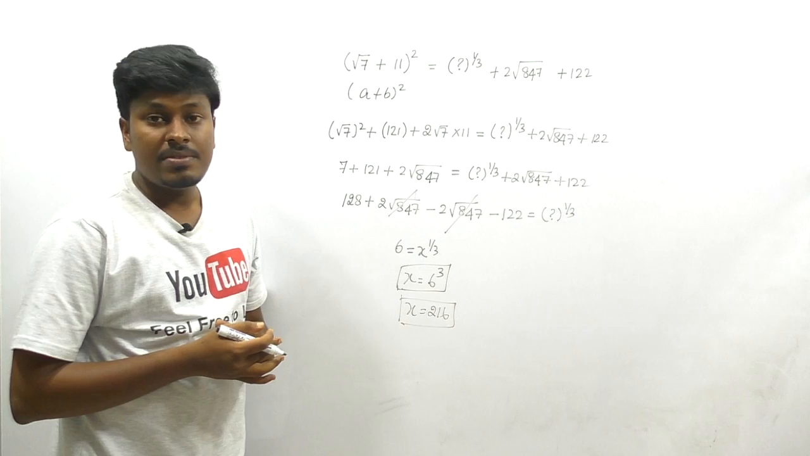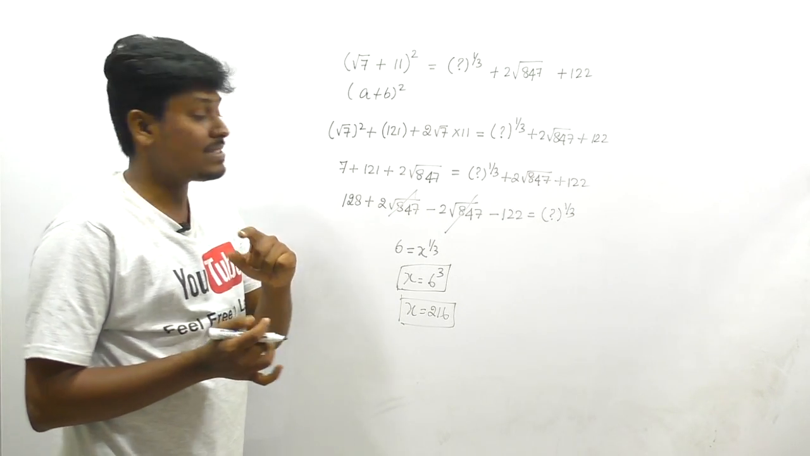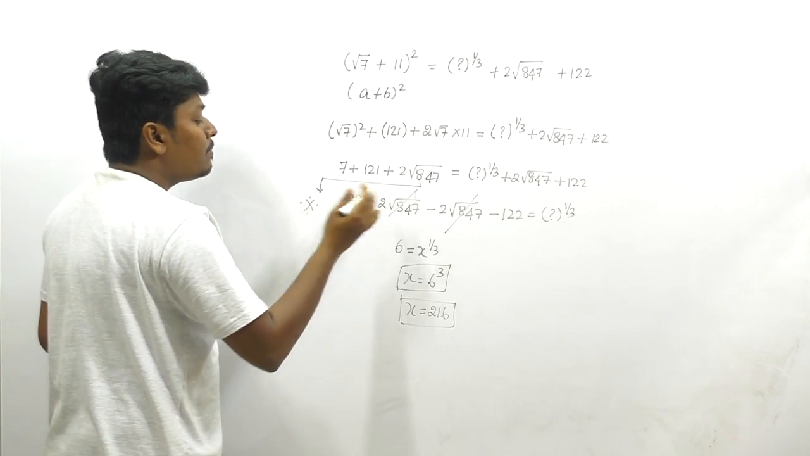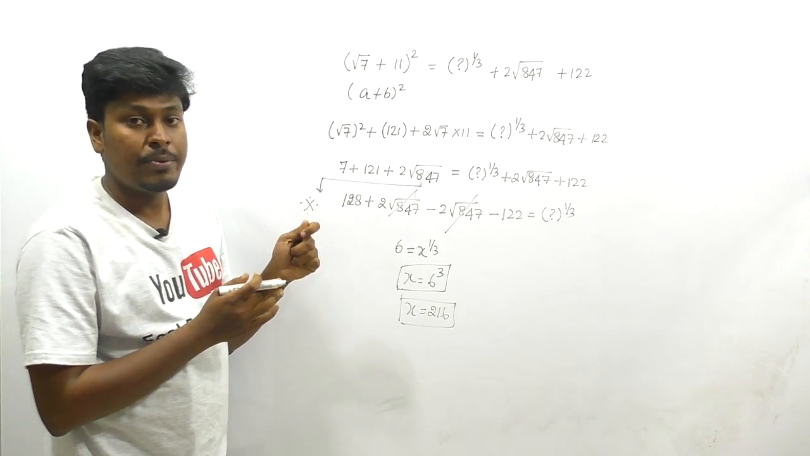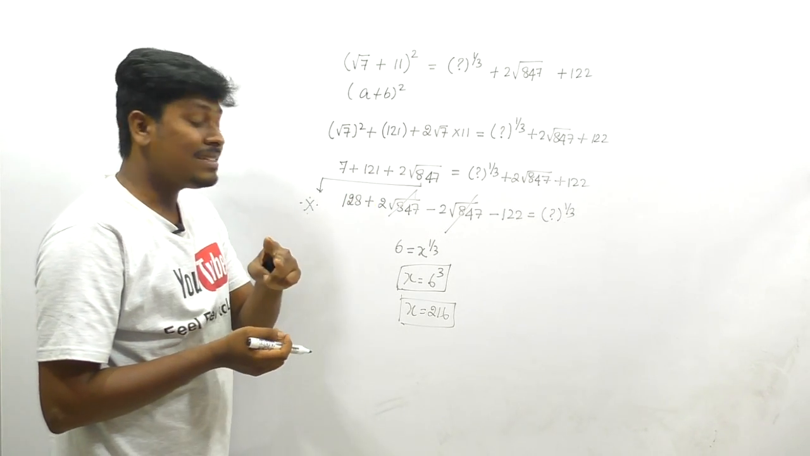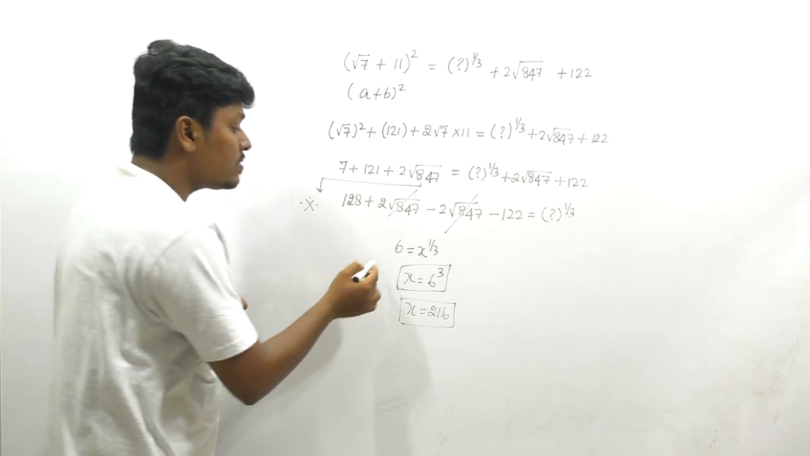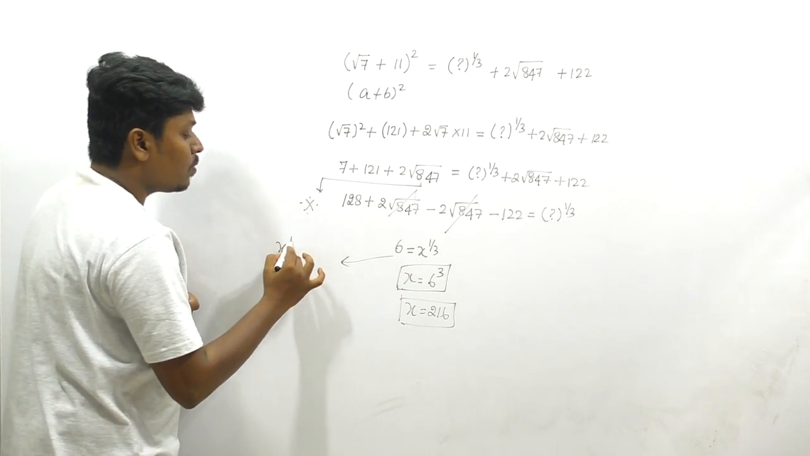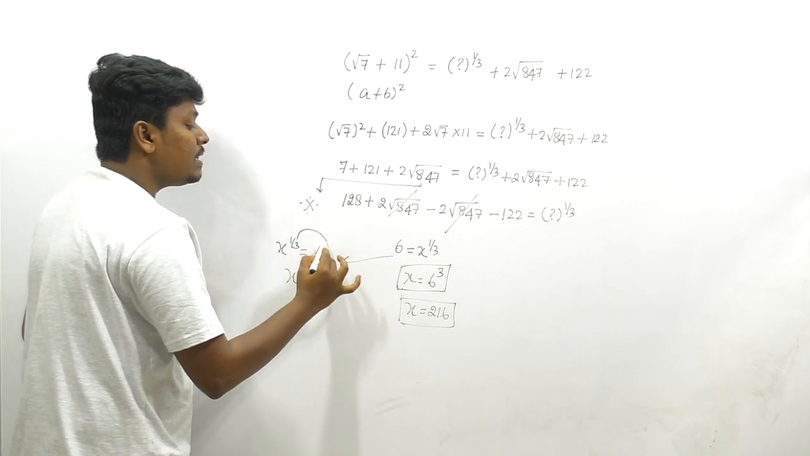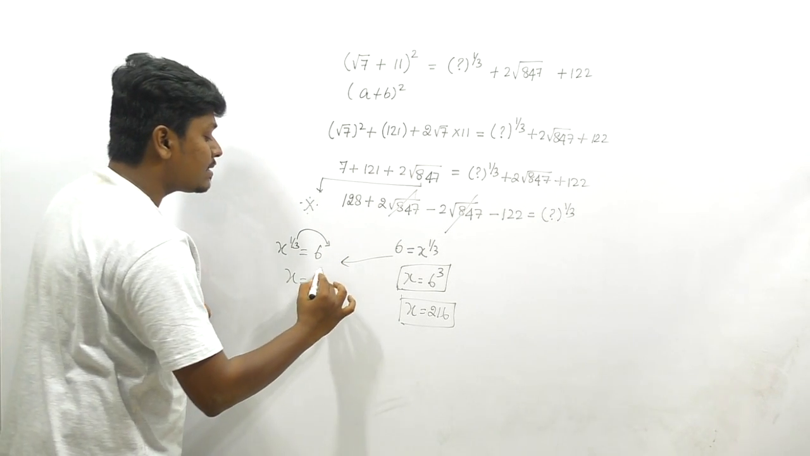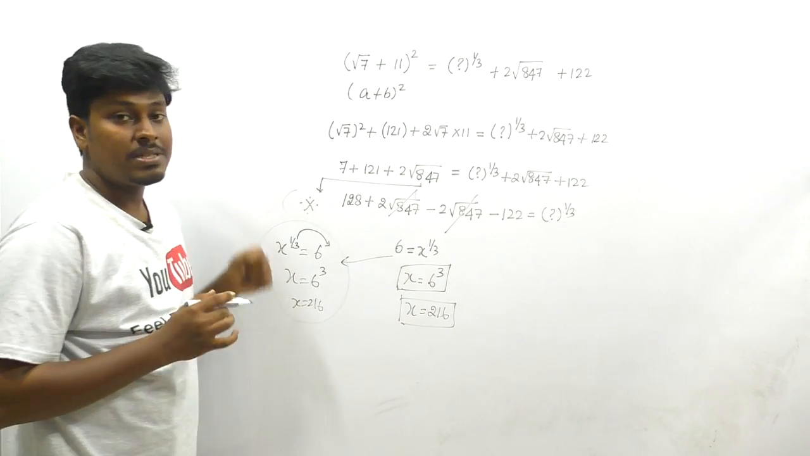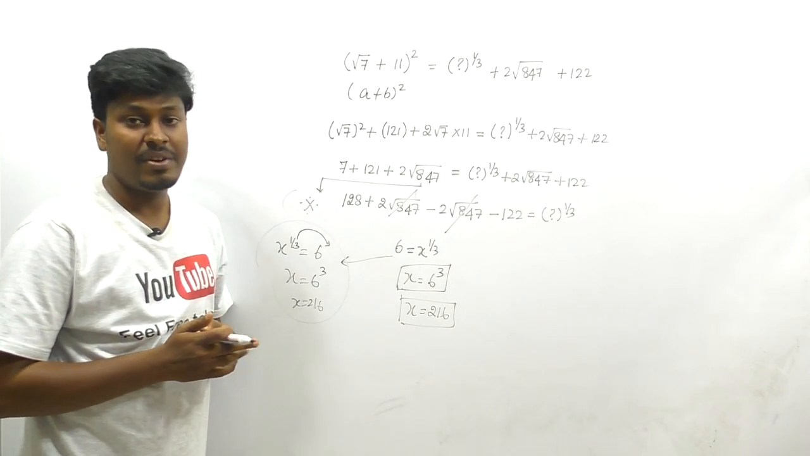Friends, most of the students will make a mistake here, so don't get confused in this part. Bring this 11 inside the root, which is 121, then multiply 121 into 7, the resultant will be 847. And the second place where most of the students get confused is where x power 1 by 3 is equal to 6, then x is equal to, when this 1 by 3 moves towards the right hand side, 6 cube. So x is equal to 216. These are the two places where the students will make a mistake on solving these types of questions.